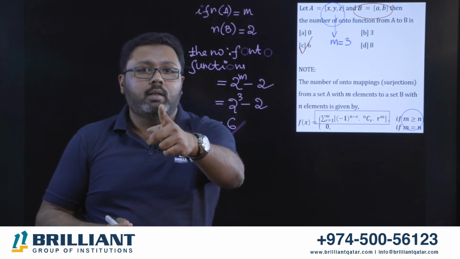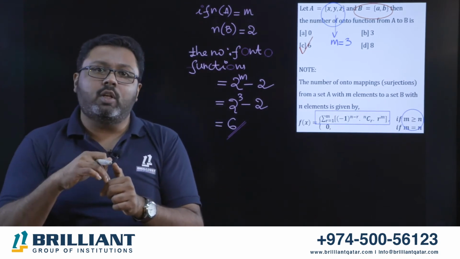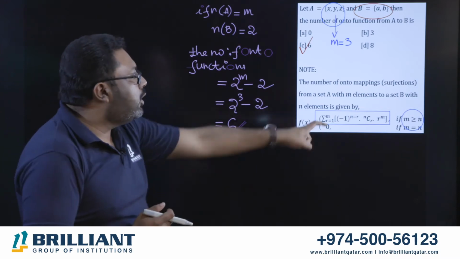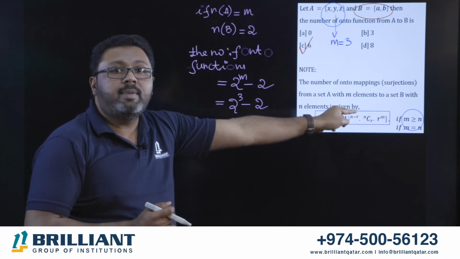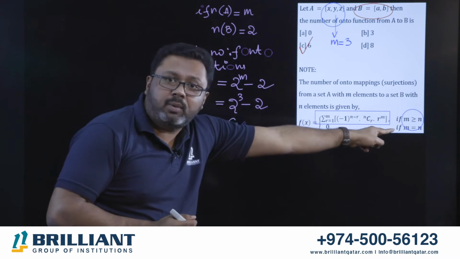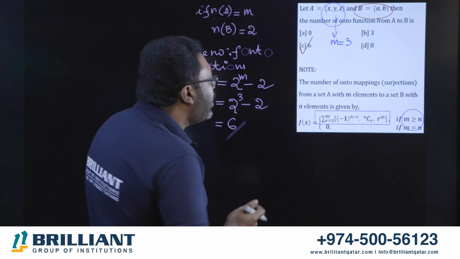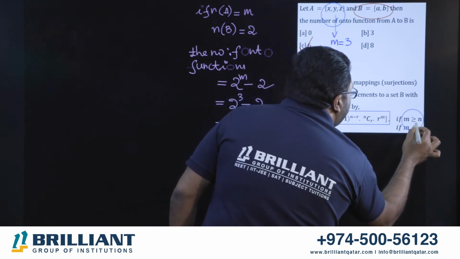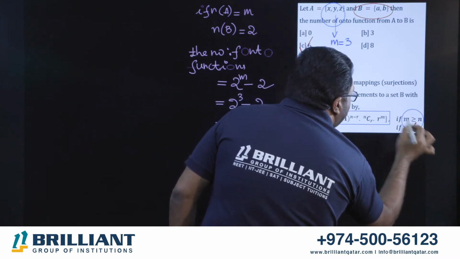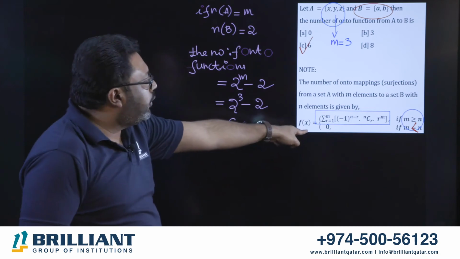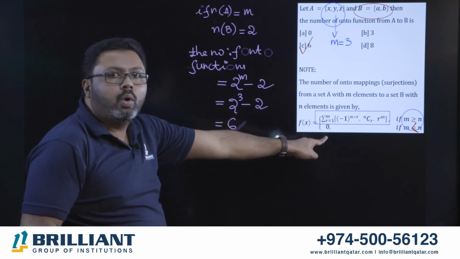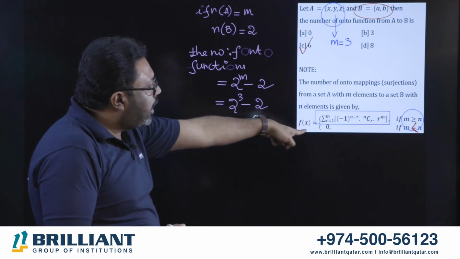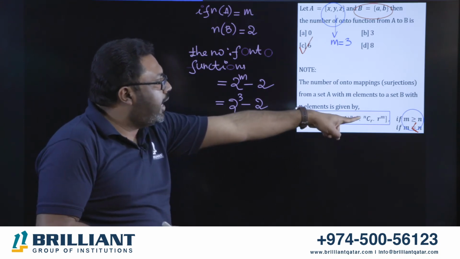Remember, for one-one, m was less than or equal to n. Number of onto, m is greater than or equal to n. If m is less than n, then you are going to say the number of onto functions is 0. So, m is less than n, number of onto functions is 0. M is greater than or equal to n.